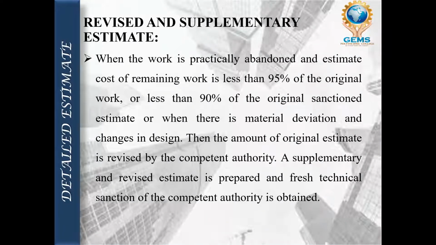If the cost is 95% or 90% less than the sanctioned amount, we need to do this revised and supplementary estimate. Then the amount of the original estimate is revised by the competent authority. A supplementary and revised estimate is prepared and fresh technical sanction of the competent authority is obtained. So here we will have the original estimate and also the total amount of sanction including that supplementary amount. That is for revised and supplementary estimate.